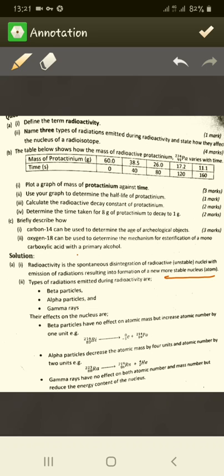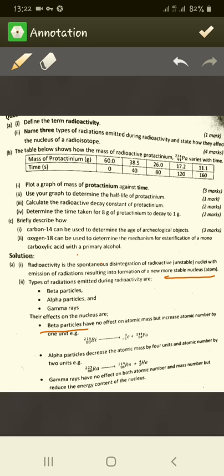The particles are beta particles, alpha particles, and gamma rays. Then how do they affect the nucleus of the radioisotope sample? Most of you just stated and you forgot to give the effect of those particles. So after stating, you score the marks there, then you now say beta particles.